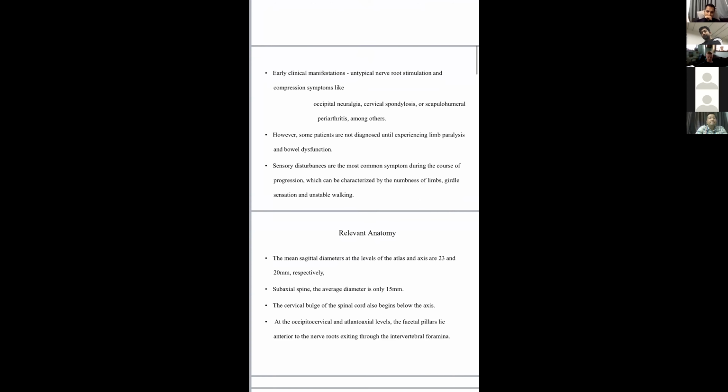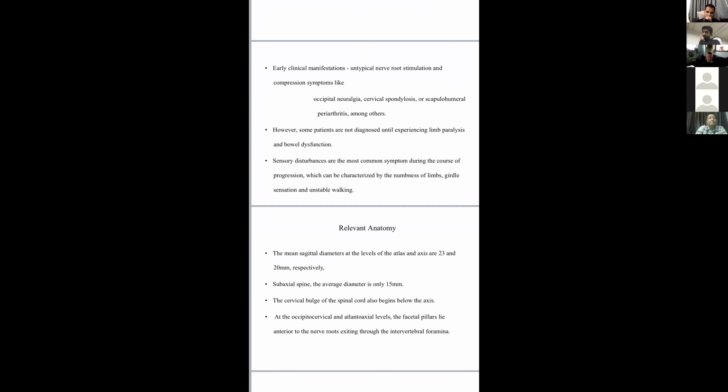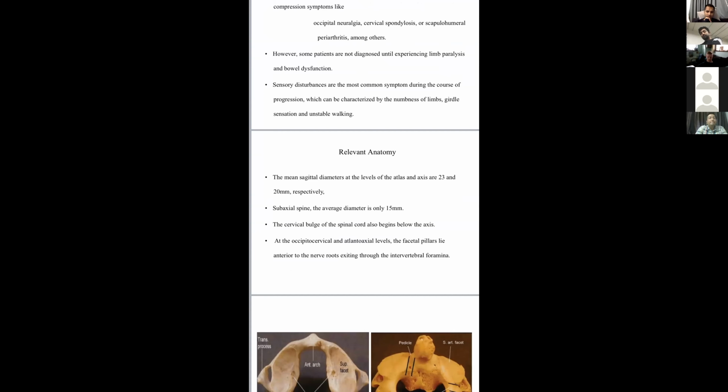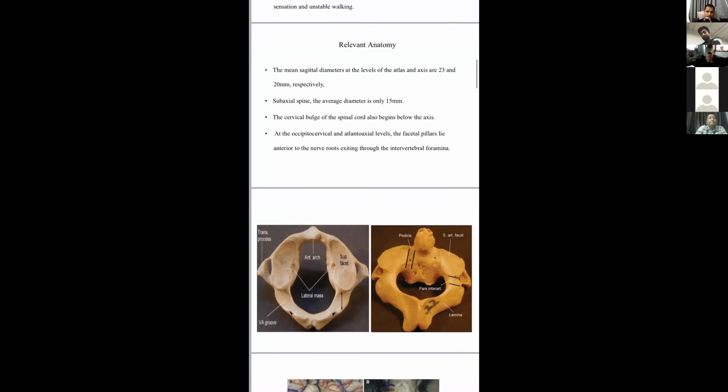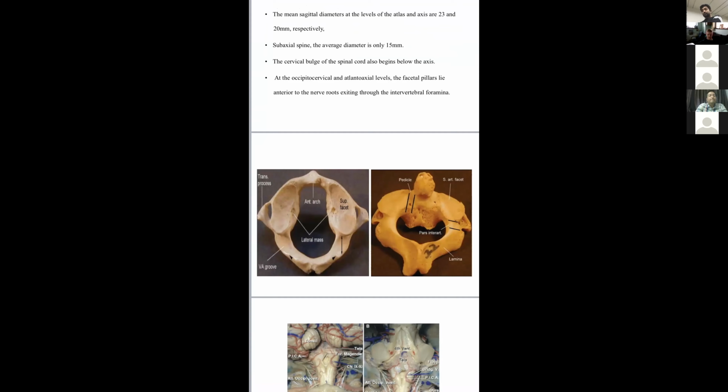Also, at the axial cervical and atlantal levels, the facet pillars lie anterior to the nerve roots exiting through the intervertebral foramina. These are the few diagrams showing the anatomy: the pedicles, superior facets, and the lamina of C2, and the C1 anterior arch, superior facets, and the lateral masses, with the vertebral artery groove shown by the arrow.